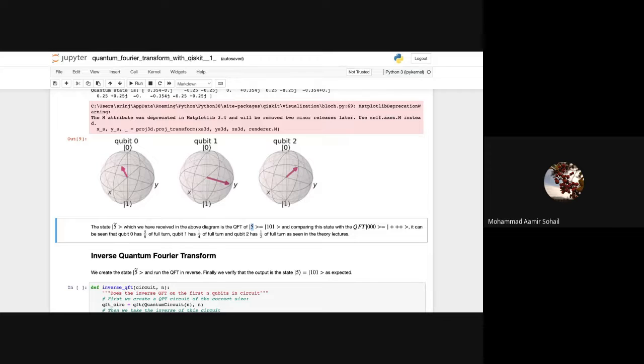So we have this e raised to 2 pi i, and then xk by 2 raised to k. From there we can see that this one is nothing but 5/8 of the first qubit.